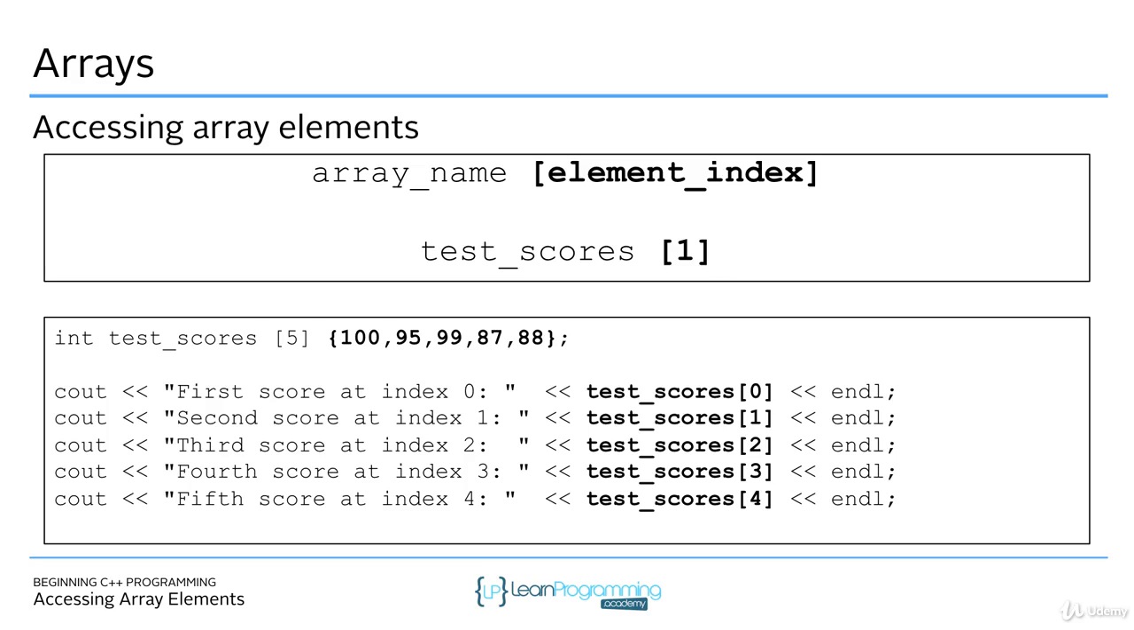In the code example at the bottom, you can see that we've declared the test scores array of 5 integers and initialized those integers. Then we have 5 output statements that each display one of those array elements. Remember that array subscripting or indexing starts at 0, so the first element of an array is at index 0.